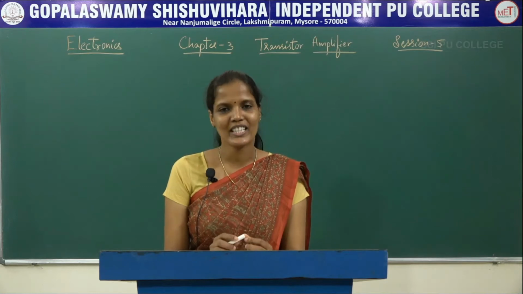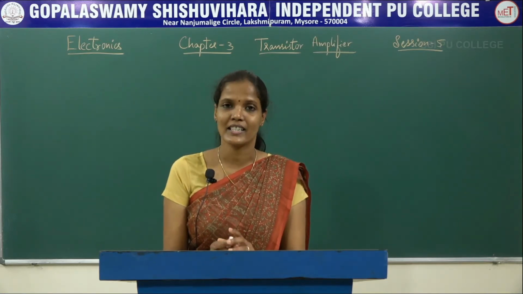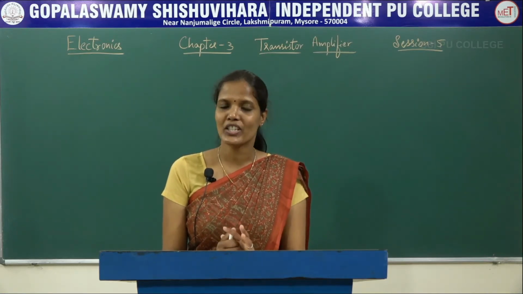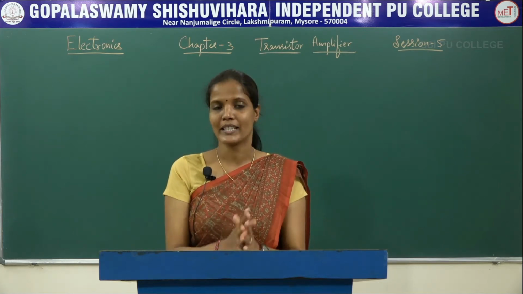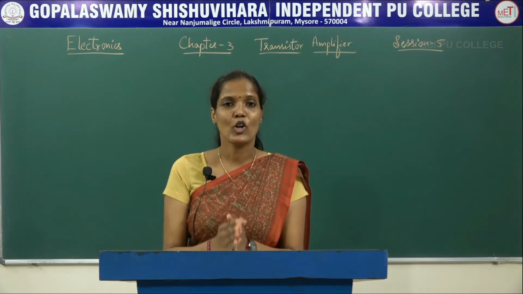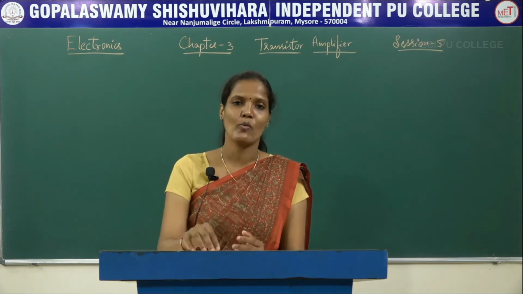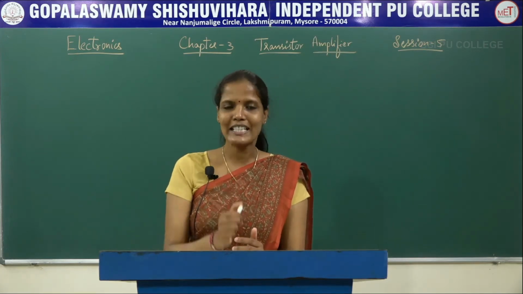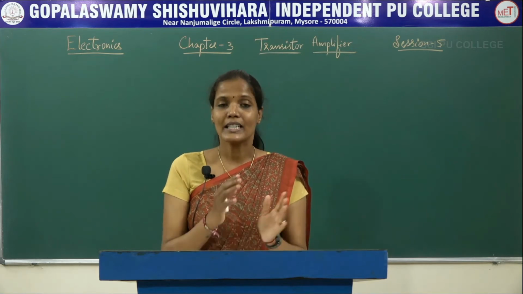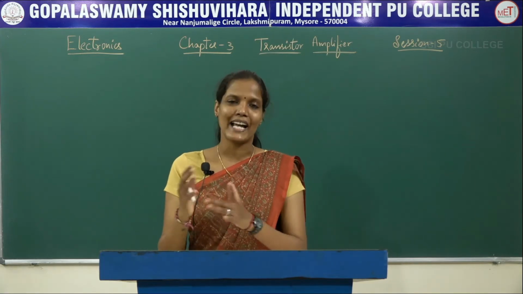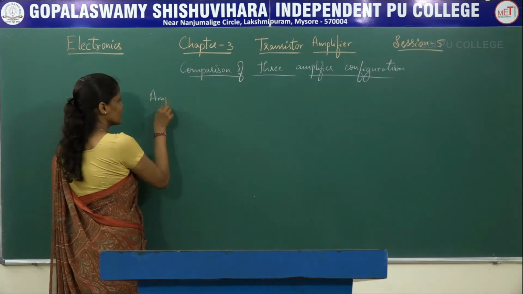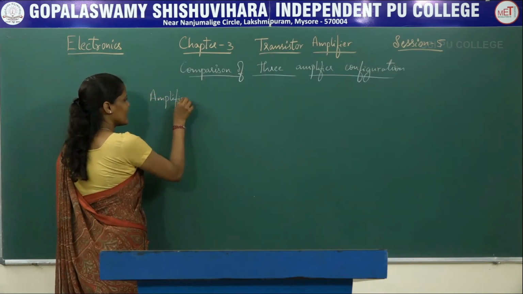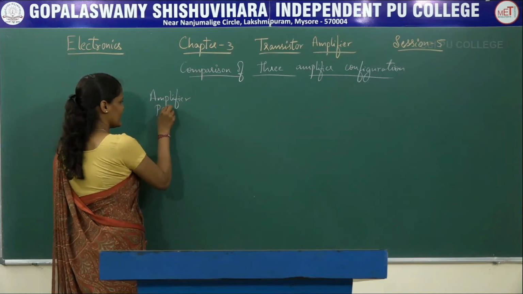This is the fifth session of the third chapter, that is Transistor Amplifier. In the last few sessions we discussed the different configurations of amplifiers like common base amplifier, common collector amplifier and common emitter amplifier. So in this session we are going to start with the comparison between all three amplifier configurations. So on the left hand side we are going to see the amplifier parameters.